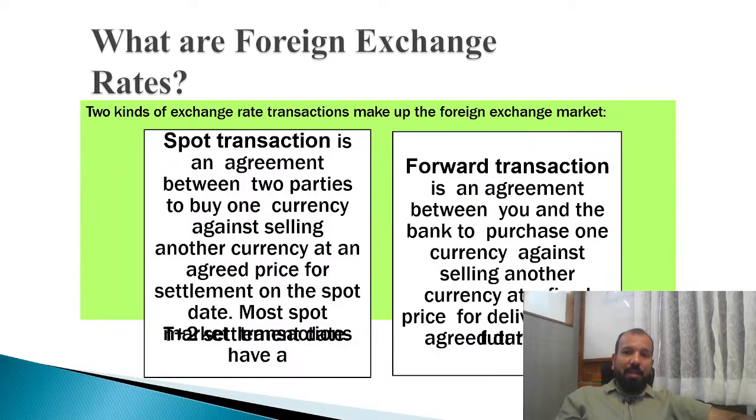Then the forward transaction is an agreement between you and the bank to purchase one currency against selling another currency at a fixed price for delivery on an agreed future date. You are fixing the date today for the future. That is called a forward transaction. Suppose today is the 10th of May, and this pen costs $2, and you are fixing the rate of $1 equal to 50 rupees. So you are fixing today's rate for a future date. In a spot transaction, we do it on the same day: from one end you give the product, and from the other end you give the currency. In a forward, you fix the date today for a future date.